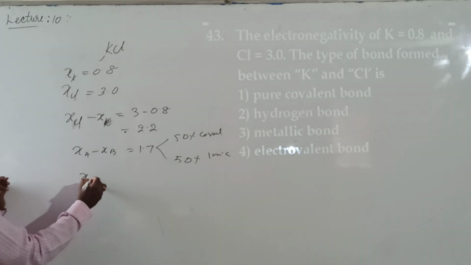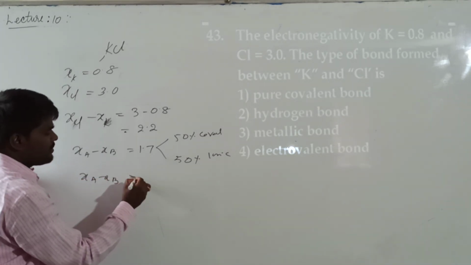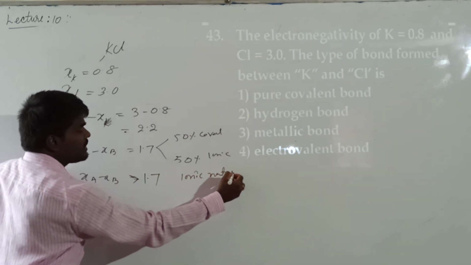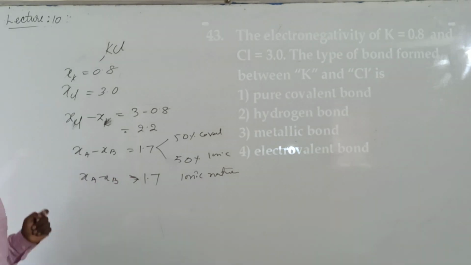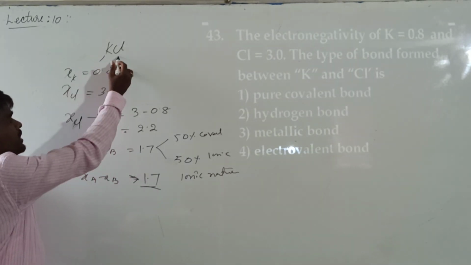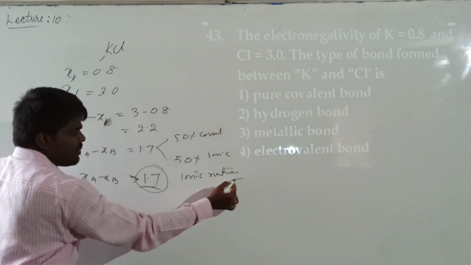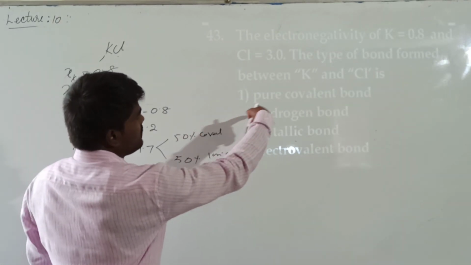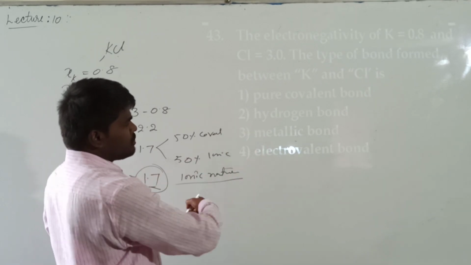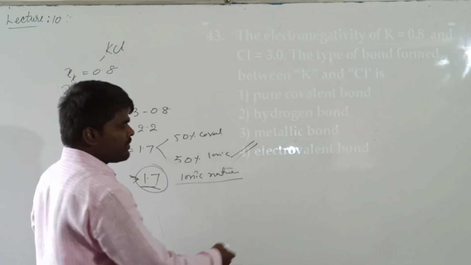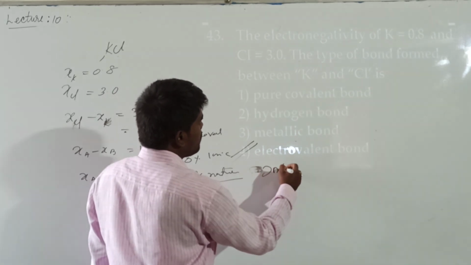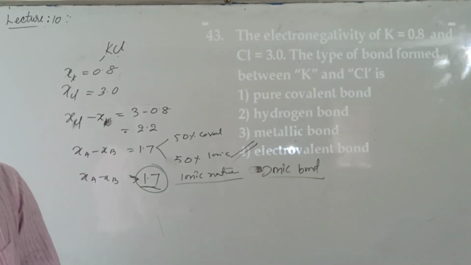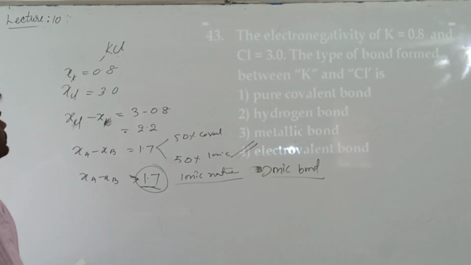If the electronegativity difference between two atoms is greater than 1.7, what will it be? Ionic in nature. If it is less than 1.7, covalent in nature. So, as the electronegativity difference of potassium and chlorine is greater than 1.7, the bond formed between chlorine and potassium will be an electrovalent bond. It cannot be a covalent bond, a hydrogen bond, or a metallic bond. It will be an electrovalent bond, also called an ionic bond. This is how you determine the nature of the bond when the electronegativities of two bonded atoms are given. Hope it is clear.